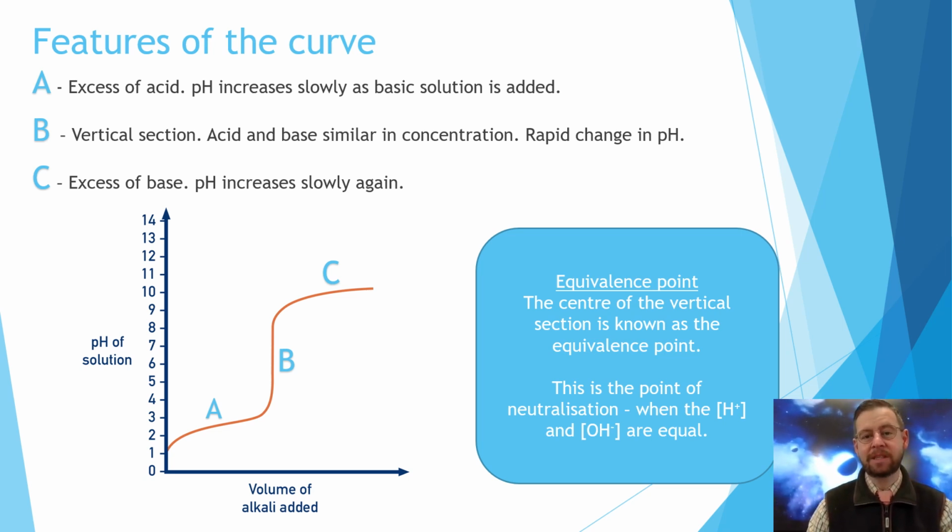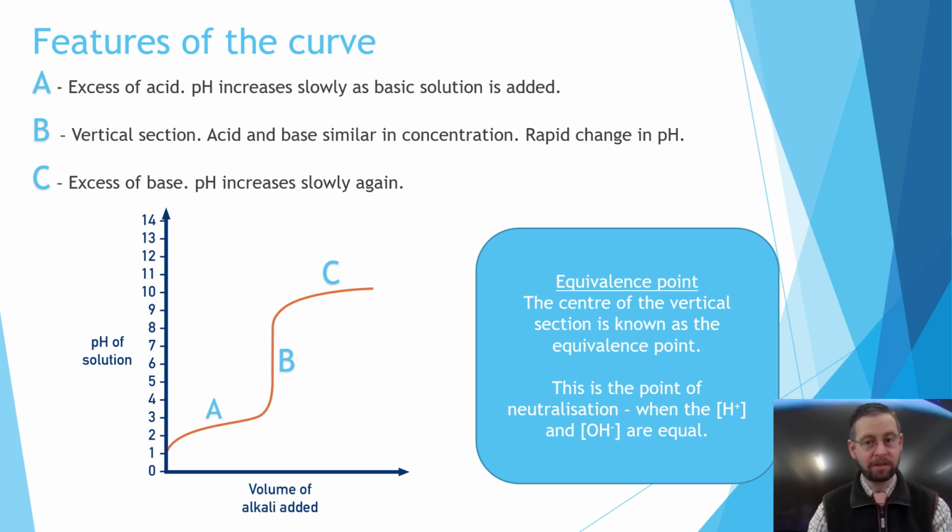This is when we're slowly adding the base and it is not particularly changing the pH very much. And then it goes through B, the vertical section, where they are of similar concentrations and there is a rapid change in pH. And then we get to section C, where there is an excess of the base. The center of the vertical section is known as the equivalence point. And as we just said, this is where the concentration of H+ ions is equal to the concentration of the hydroxide ions.